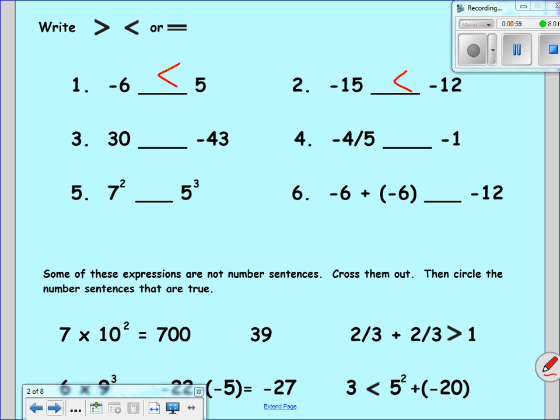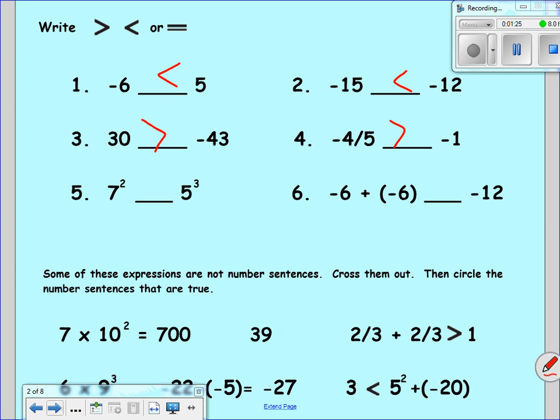So I have 30 and -43. A positive 30 is obviously bigger than a -43. -4/5 and a -1. We're trying to get tricky here. Keep this in mind, it's just kind of like the one before. 4/5 is smaller than 1, right? Which means it's closer to 0, which means -1 is actually smaller, and -4/5 is bigger.